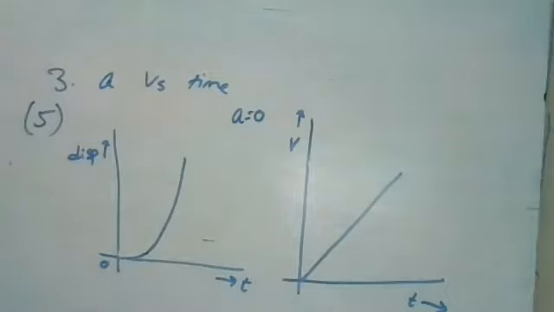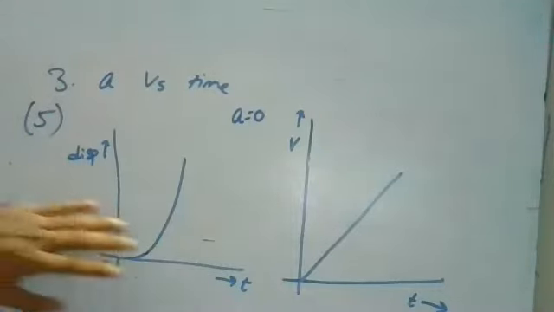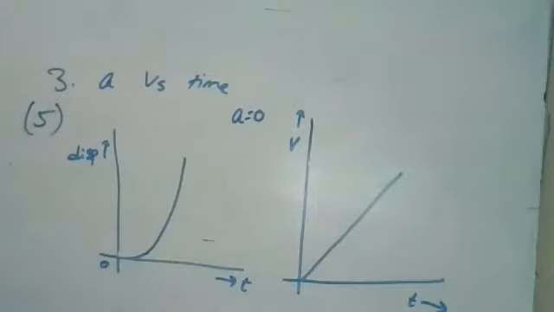Remember, when there is an increasing velocity, the acceleration is increasing. When there is a decreasing velocity, the acceleration is decreasing. When there is a constant velocity, the acceleration is equal to 0. Remember displacement versus time and velocity versus time with respect to acceleration. Clear? Maybe questions on the objective with respect to this class sometimes.